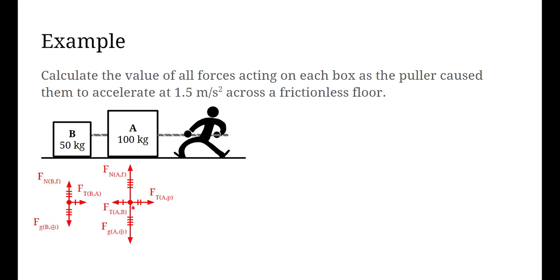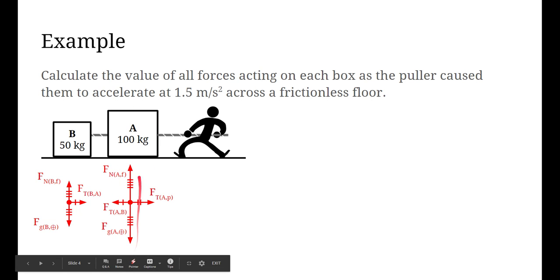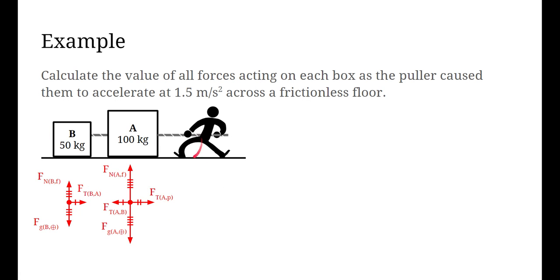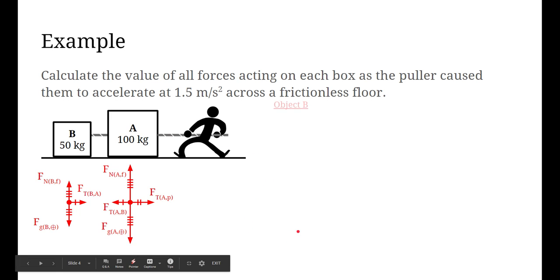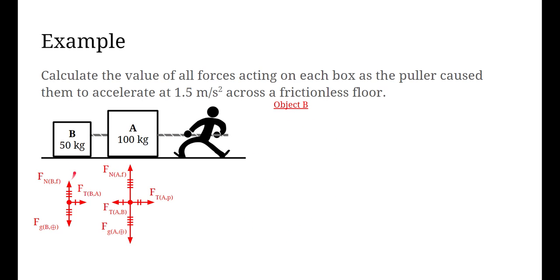Then the larger box has the same thing vertically, it is balanced. It has a tension force pulling to the left from this box, and it has a tension force to the right from this person. And so if we consider just object B, we can calculate the gravitational force pulling down on the box, and we can say that because it's not accelerating in the vertical direction, the normal force must be equal to that gravitational force.